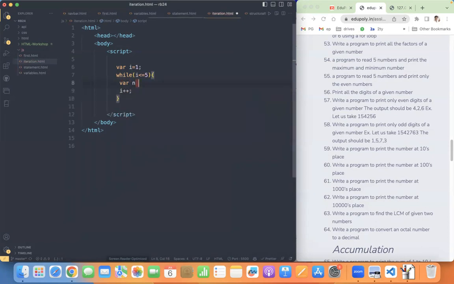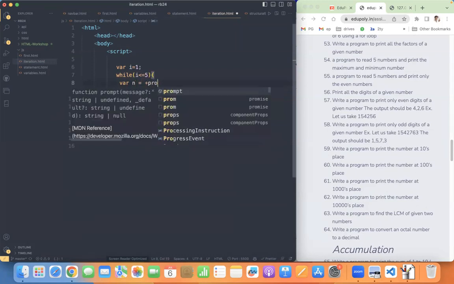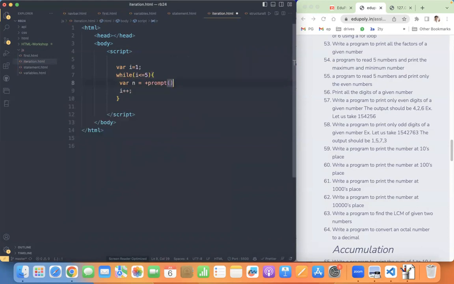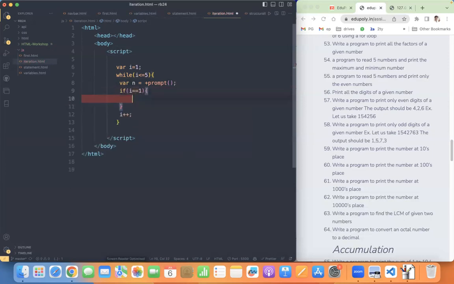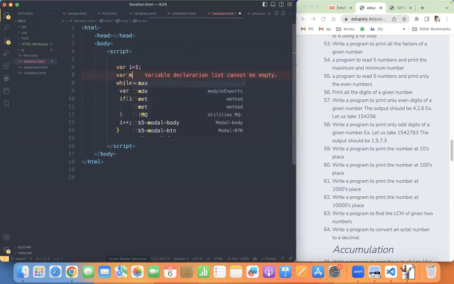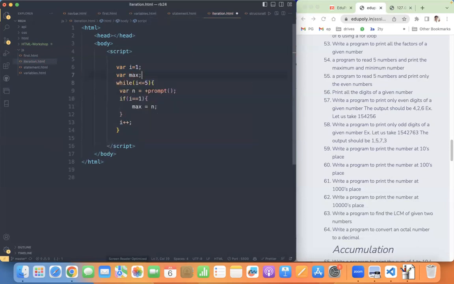Now I will read n is equal to prompt of. So when I is equal to 1, it will open the prompt box, and I'll give the number that will be stored in n. Here I am writing: if I is equal to 1, then max is equal to n, where I have to declare another variable called max. When I is equal to 1, I am storing the first given number into max.